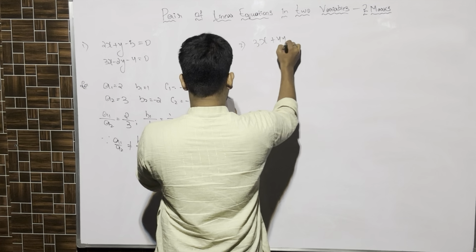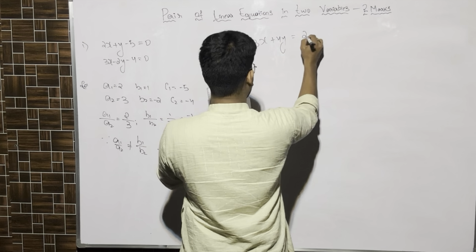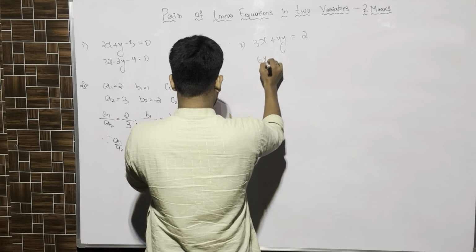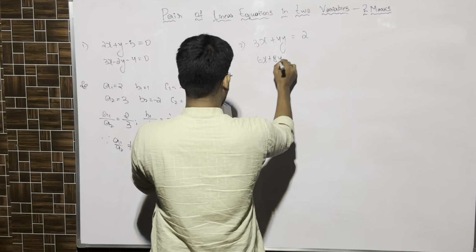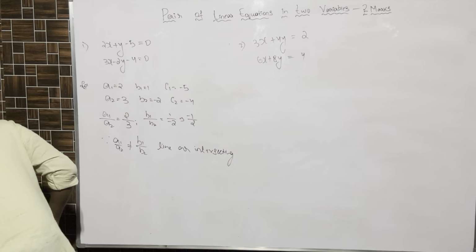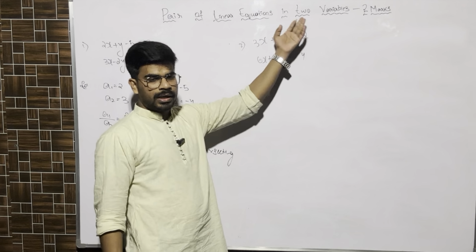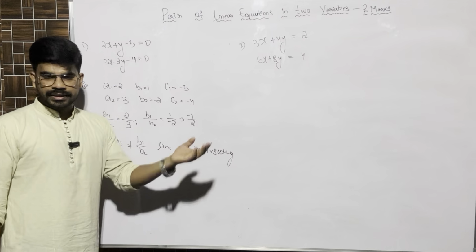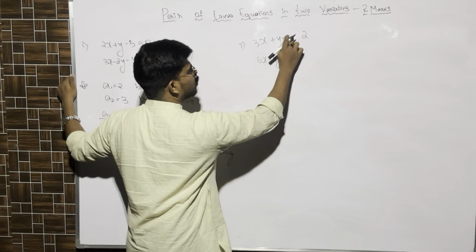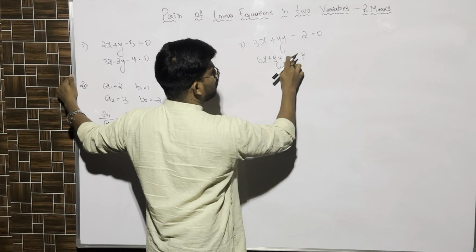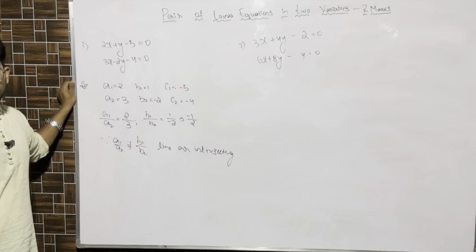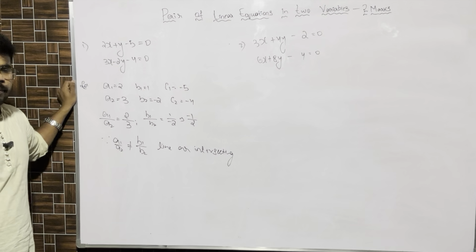3x plus 4y is equal to 2. 6x plus 8y is equal to 4. Right. In this also, what do we do? First of all, let us get that 2 to the left hand side. It will become minus 2, so 3x plus 4y minus 2 is equal to 0. 6x plus 8y minus 4 is equal to 0. Right? We brought the plus 2 here and it became minus 2.